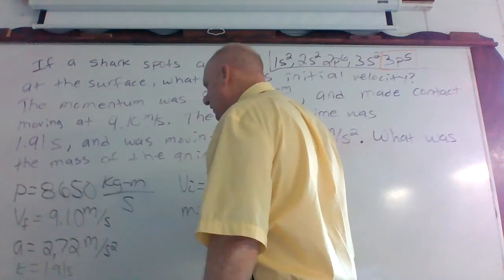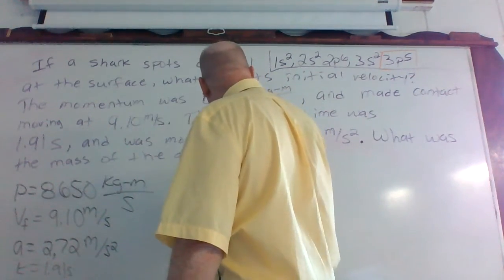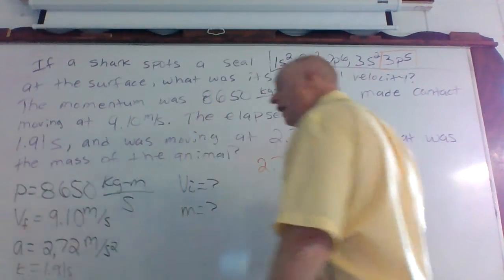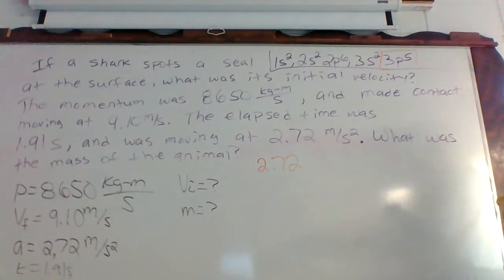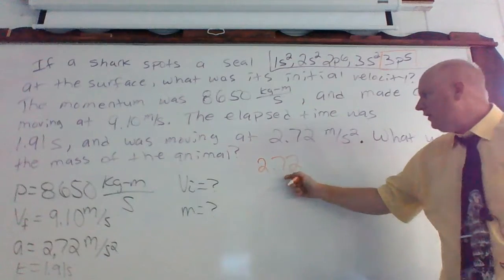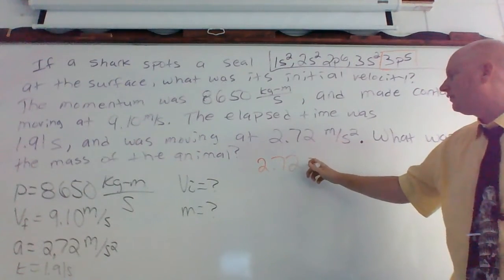They got a PhD in this, so they must know a little something. 2.72. So we want to do with that formula correctly what that formula tells us to do, which says take the acceleration and set it equal to what?